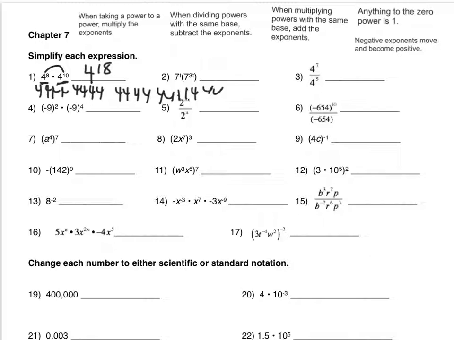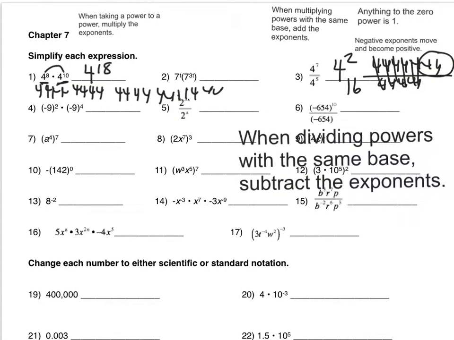Okay, jumping over to number 3, 4 to the 7th, so 1, 2, 3, 4, 5, 6, 7 fours. And in the denominator, 1, 2, 3, 4, 5. Well, if you start canceling out those common fours, 4 divided by 4 is 1, and you're left with 2 fours in the numerator. So the answer is 4 squared, or 16, if it asks you to simplify. But that rule is when dividing powers with the same base, subtract the exponents. 7 minus 5 is 2.